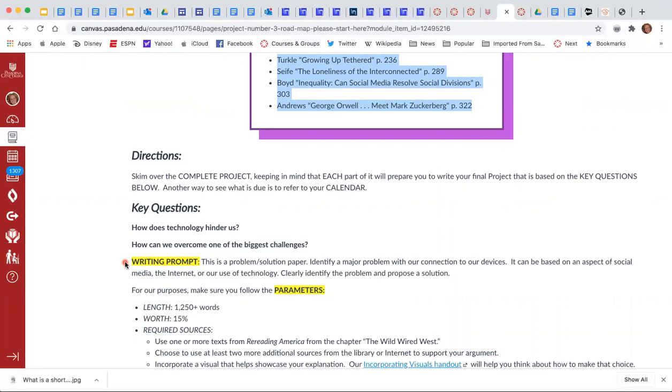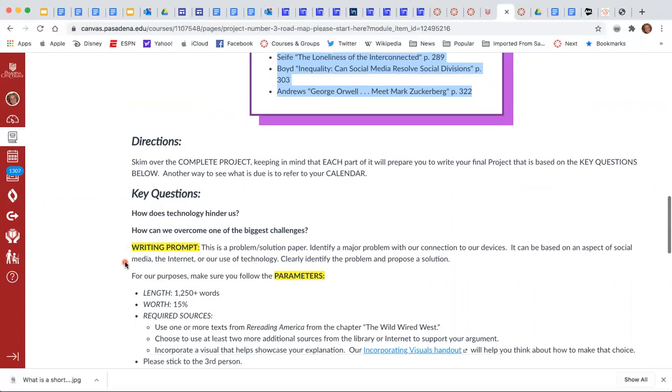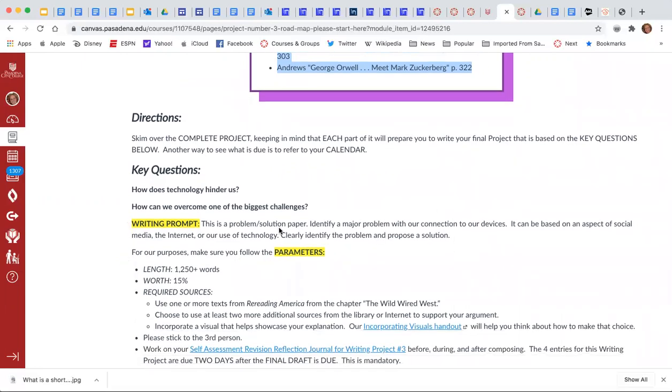I'm asking you to clearly identify a major problem with our connection to our devices, and it can be based on aspects of social media, the internet, or just simply our use of technology. I would like you to clearly identify a problem and propose a solution. For the purposes of this paper, please follow these parameters.